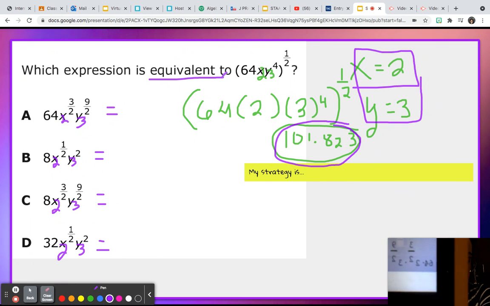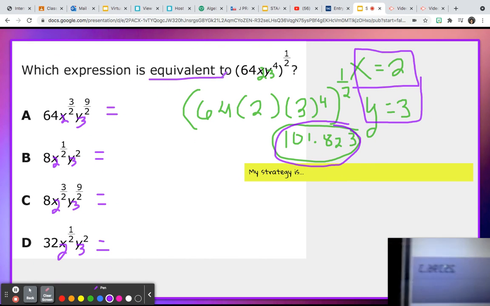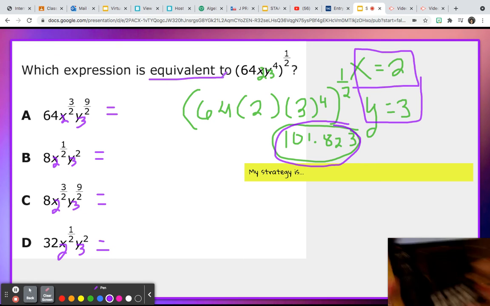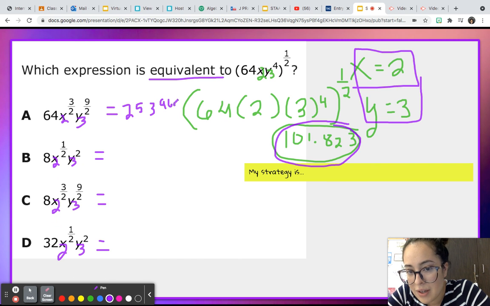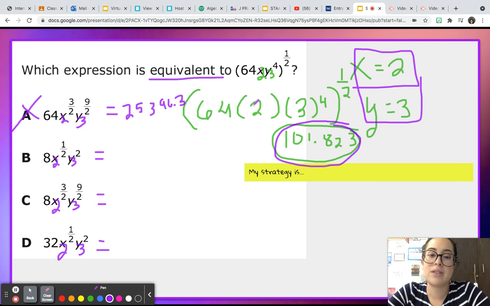Ugh. When I put this in, it was not equivalent. This had a totally different value. 25,396.3. See, this is how I know letter A is not equivalent to the original. Okay? Here we go.